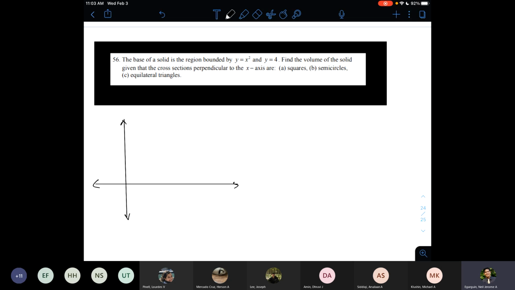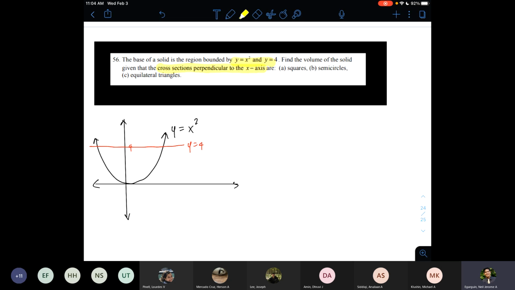So the base of the solid is bounded by y equals x squared and y equals 4. So y equals x squared is this parabola. And then the other boundary is the line y equals 4, right? And then here we were told that the cross sections are perpendicular to the x-axis.